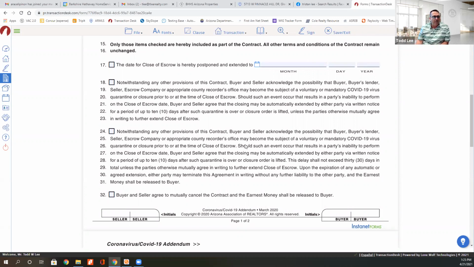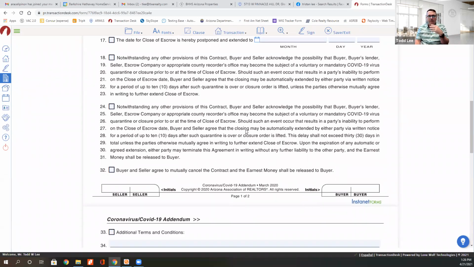This applies if any party said that coronavirus was preventing them from being able to close. Now you notice in here, it doesn't say anything about having to have a doctor's note or show proof that the coronavirus prevented you from doing it. It's just up to the buyer or seller to say, yeah, coronavirus is preventing me from doing that, so we're invoking that piece of the contract. That's why I don't really like this, because there really isn't anything in here that says you have to show proof of it.